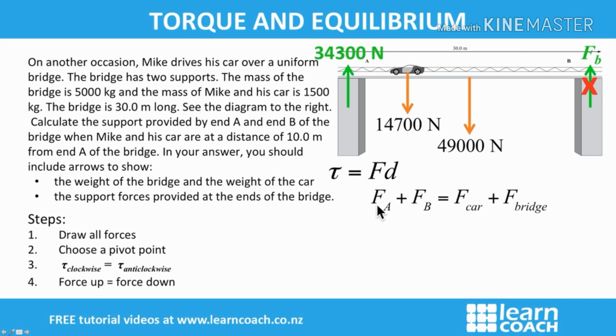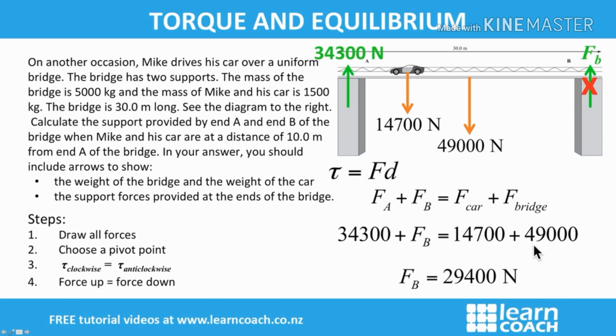So we can now plug all these numbers into this formula and work out our answer. So we have the support force from A here, and that added to the support force B equals the total downward forces from the car and the bridge. So if we add these together and simplify it, that gives us a force on B of 29,400 newtons. And that is our two answers. So we have now found support force A and we have found support force B.